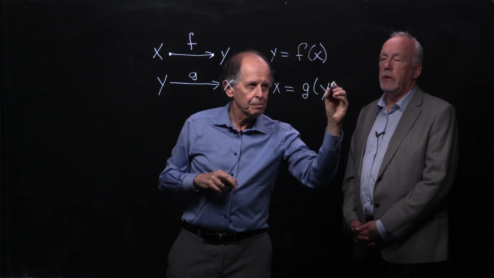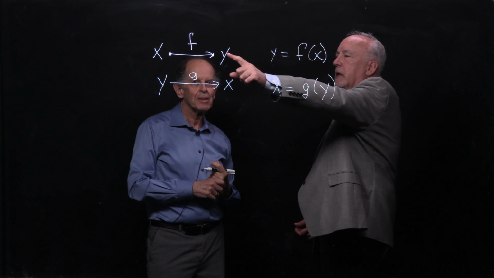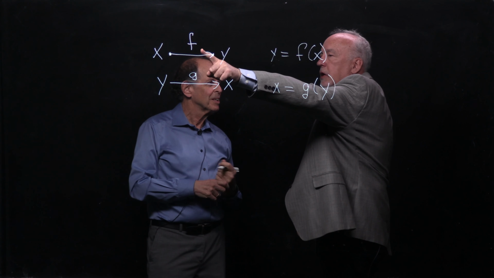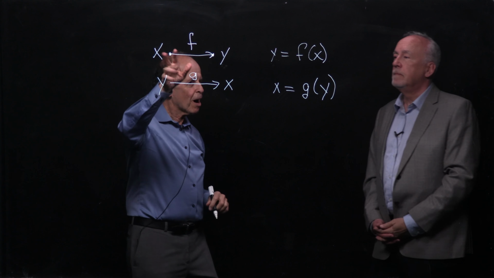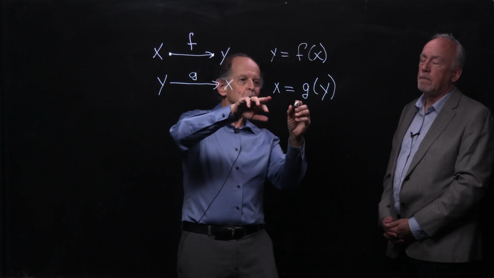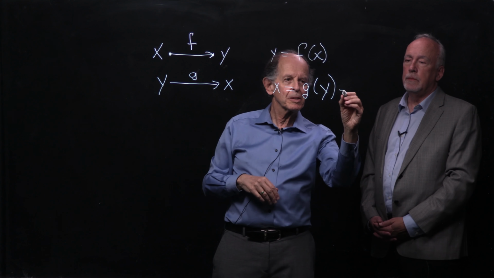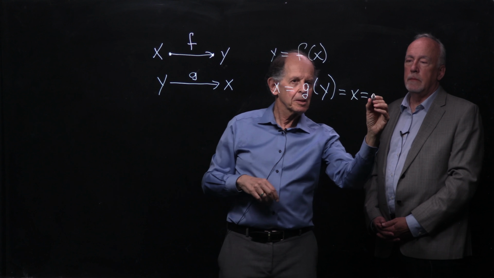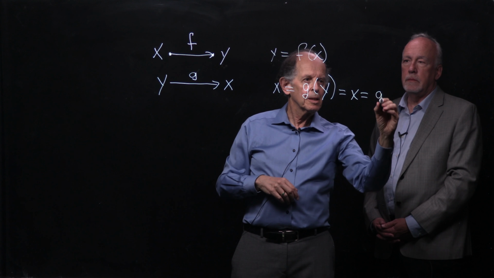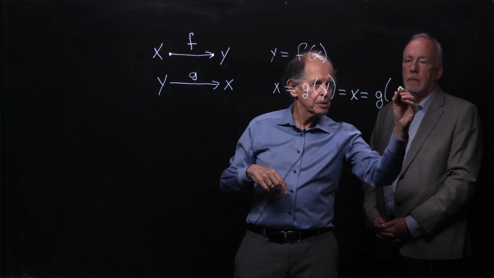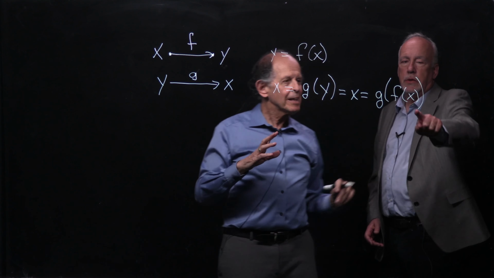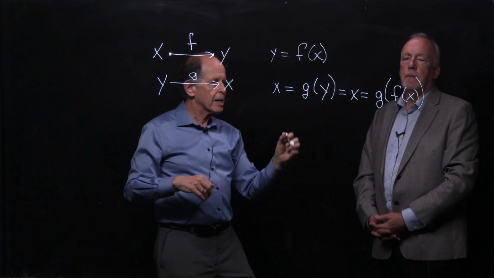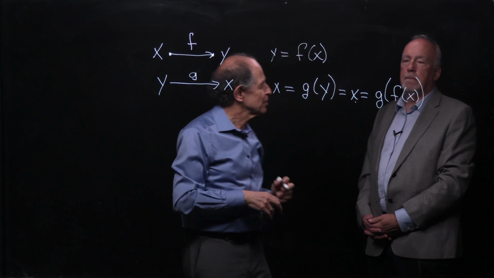I think in our last video we had a few examples of that. For instance, we had an example where this was something like a cubic function and this was the cube root. They're kind of opposites. In fact, we can use composition of functions and say that x is equal to g of y, which is f of x. So that's this x and this x, the same guy. Same x.